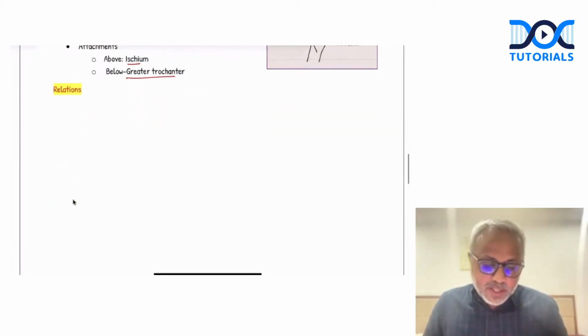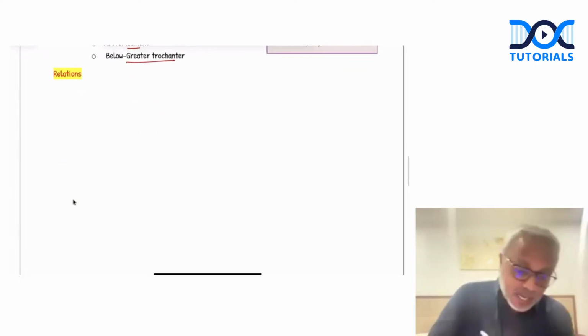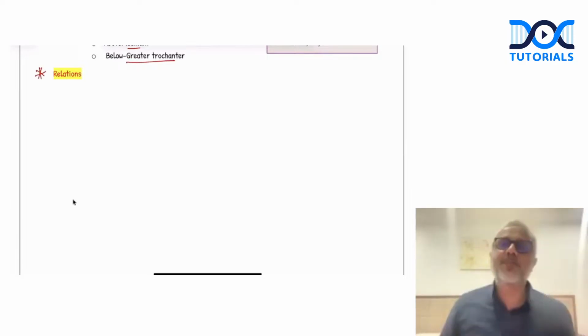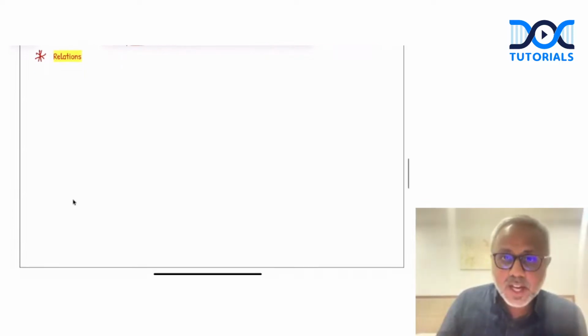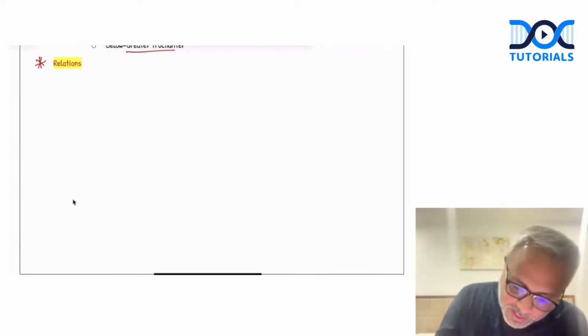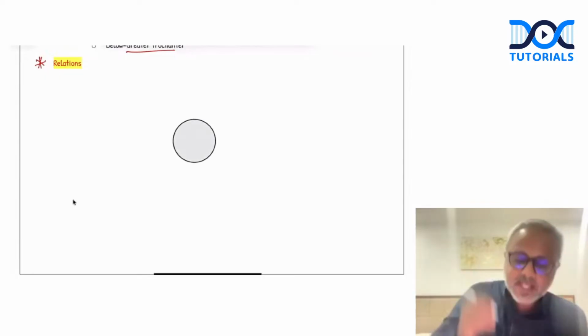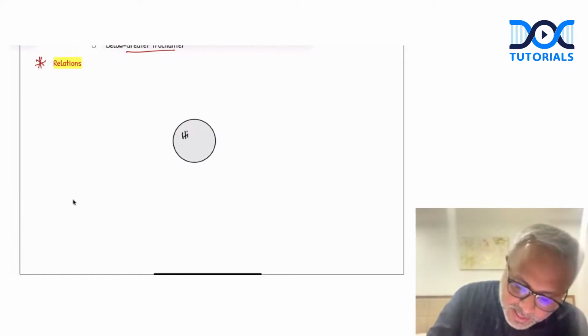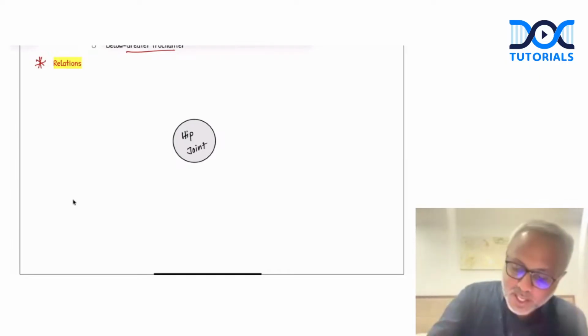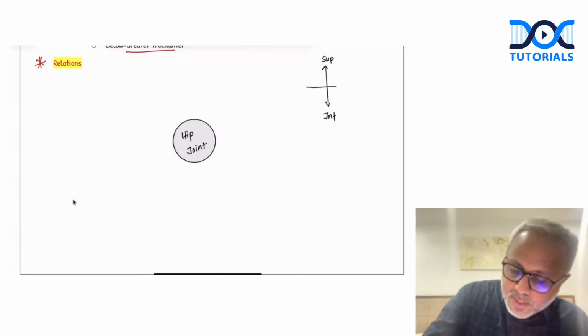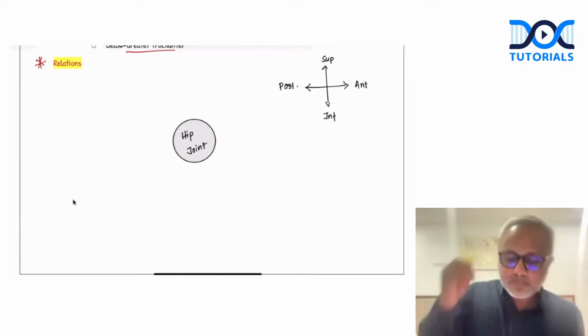Done. One of the joints of the body in which they will ask about relations is the hip joint. So let's try and learn how to draw this diagram. The first thing is to draw the outline of the hip joint. Let's imagine this is the acetabular labrum and let's call this the hip joint. Before you label the relations, write the key. So we will write superior, this is inferior, this is anterior, and this is posterior, right?